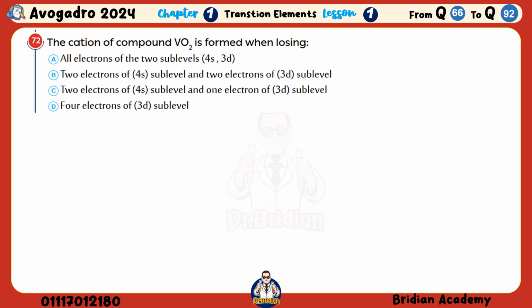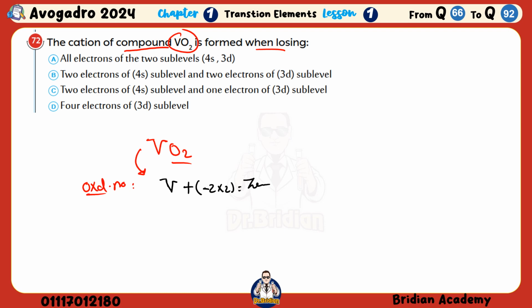Question 72. The cation compound VO2 is formed when losing... Firstly, you should calculate the oxidation number by making an equation. Vanadium is the unknown element, plus oxygen, minus 2 times 2, equals 0. That's minus 4, and minus 4 will move with a positive sign, so it will be positive 4.